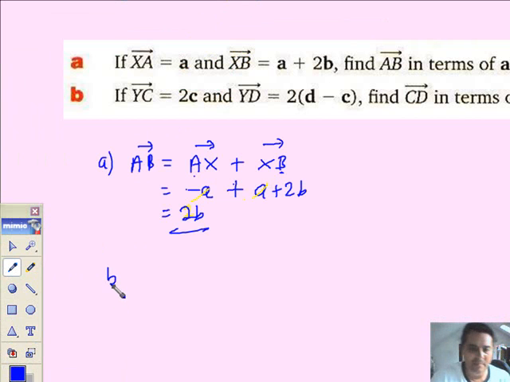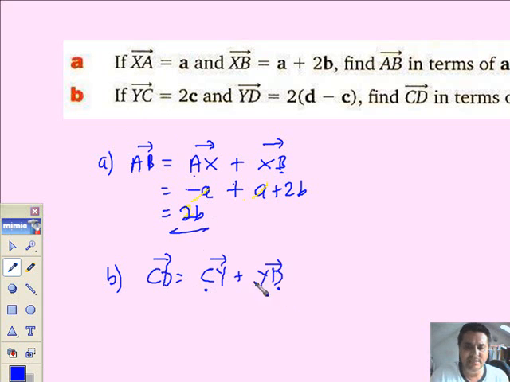That's it. Now part B. YC is 2C and YD is this horrible thing here, 2 bracket D minus C close bracket. Find CD. Alright then. So I've got to go from C to D direct, which means I've got to start with C, which means I've got to flip this vector around. So I want CY plus YD. So C is the beginning, D is the end, and therefore I've got to flip this YC around. In other words, the vector will be minus 2C plus, well, YD is as you see it there in the correct direction, 2 brackets D minus C.